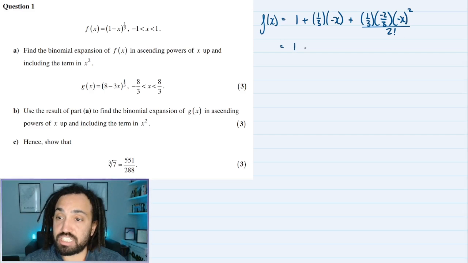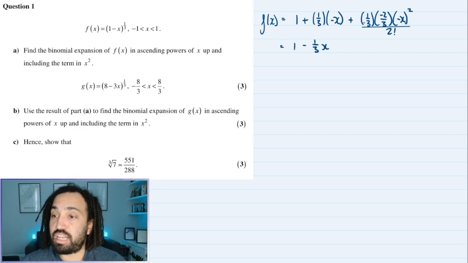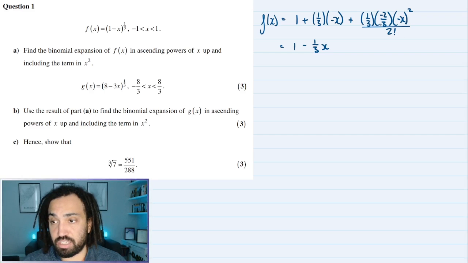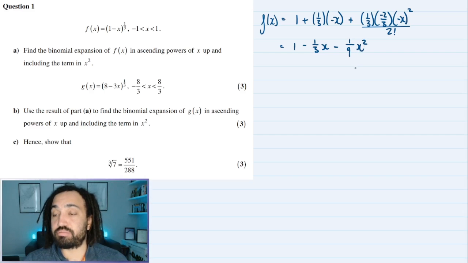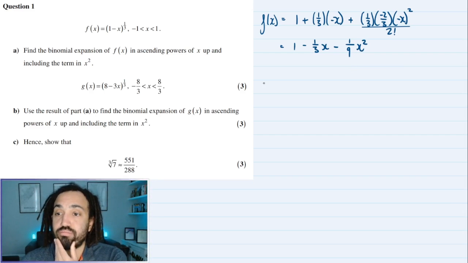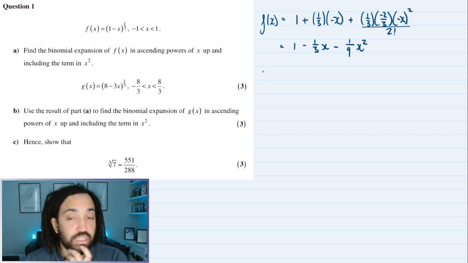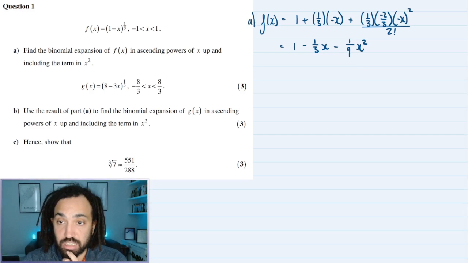So simplifying this gives me 1 minus a third x, and this is going to give me 9 on the bottom. The two 2's will cancel out there. There'll be a negative, those negatives will cancel out there. So it'll be negative 1 over 9 x squared. Okay, so that's part A. And this will be part B.